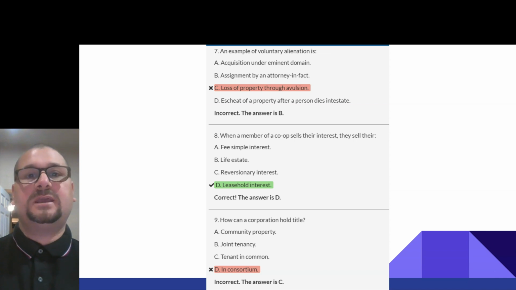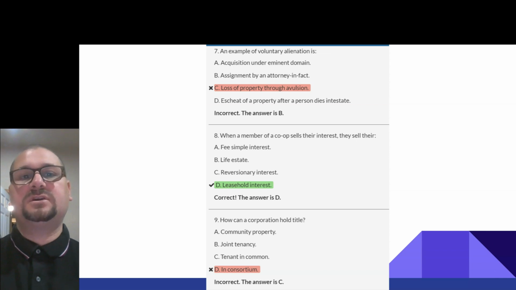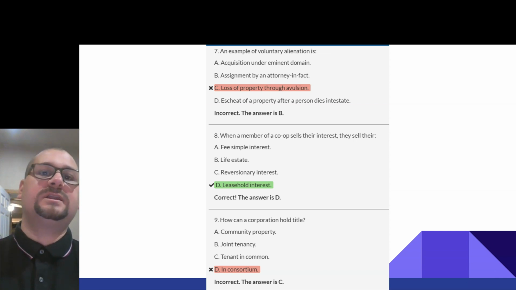So is it A, acquisition under eminent domain? No. Loss of property through avulsion? No. Escheat of a property after a person dies intestate, without any will? Intestate, no will? No. So an example of voluntary alienation is a voluntary assignment by an attorney in fact.